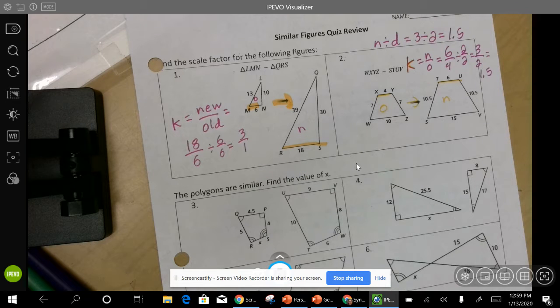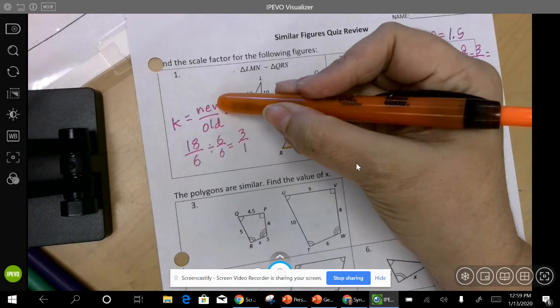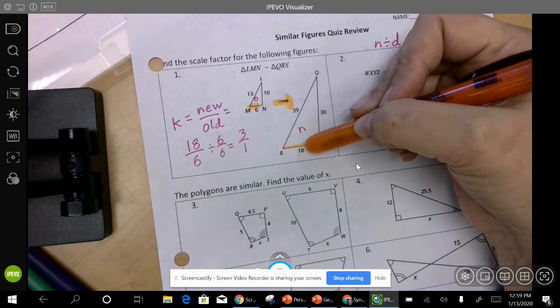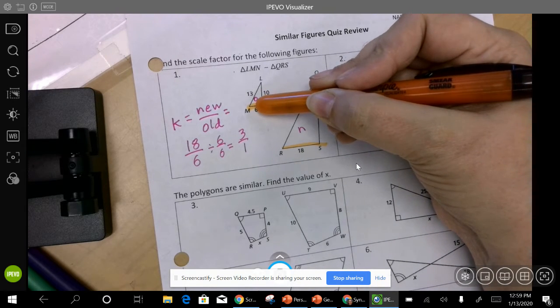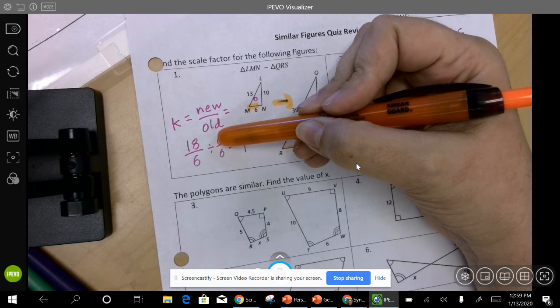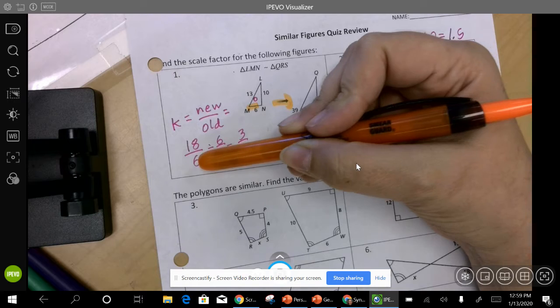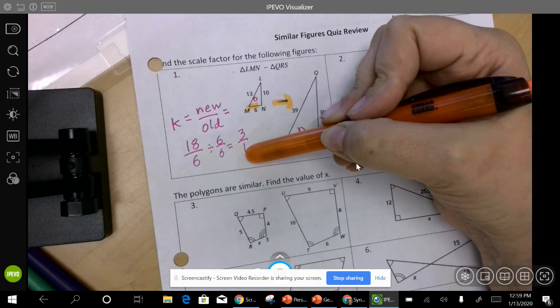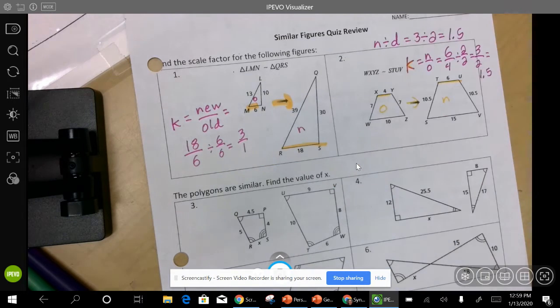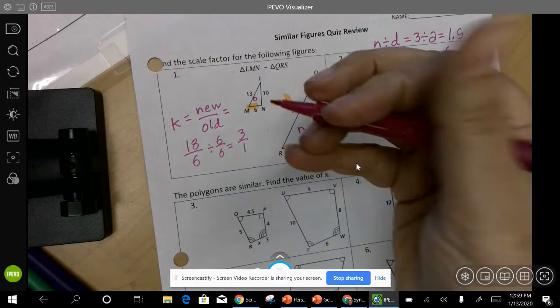Okay, we're doing the similar figures quiz review. So remember, we're going to do new over old. So we're going to do 18 over 6. That's the side that I picked. And then the greatest common factor is 6. 18 divided by 6 is 3. 6 divided by 6 is 1. So it's 3 over 1. Okay, so my scale factor would be 3 to 1.